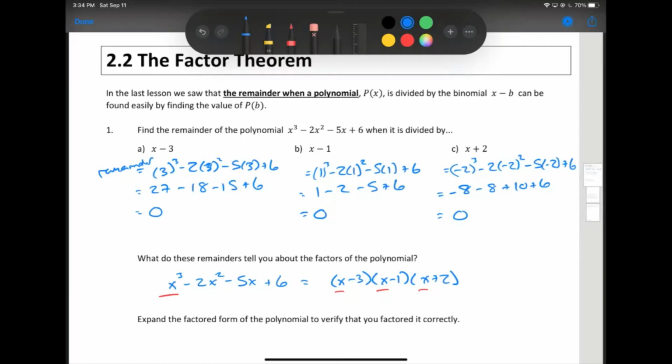We spent grade 9, 10, 11, or at least 10 and 11, focusing on how to factor trinomials, things where the biggest degree was x squared. We just factored a quatrinomial, something with degree 3 in it, for the first time ever, and it wasn't actually that hard. It was kind of a coincidence that we had these nice values up here that worked out, but we still did it. We still factored a quatrinomial, and it wasn't too bad.